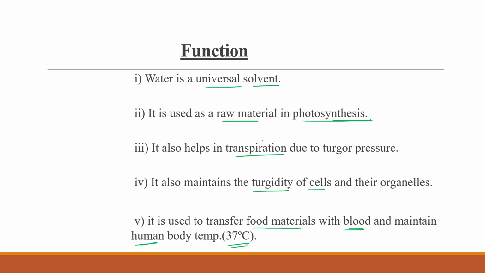right? So water is a universal solvent and it acts as a raw material in various different kinds of essential metabolic pathways, and in the case of plants, photosynthesis. It also helps in transpiration, maintains turgidity, transfers food material with blood, and maintains human body temperature.